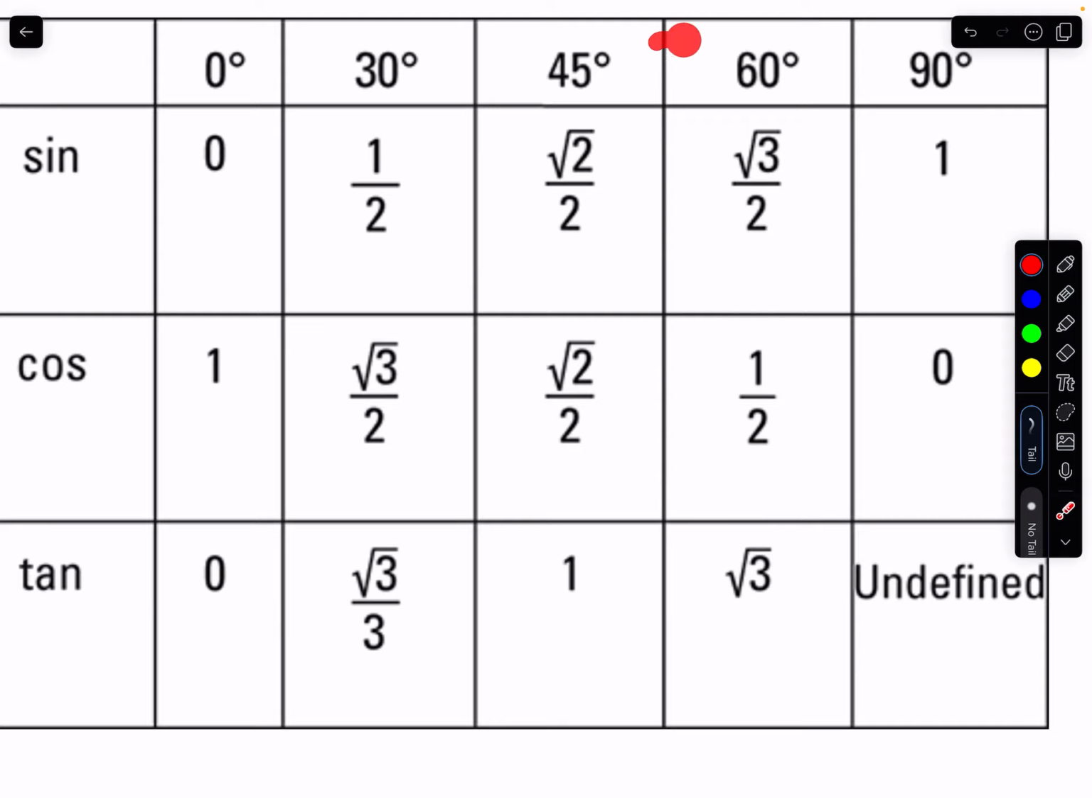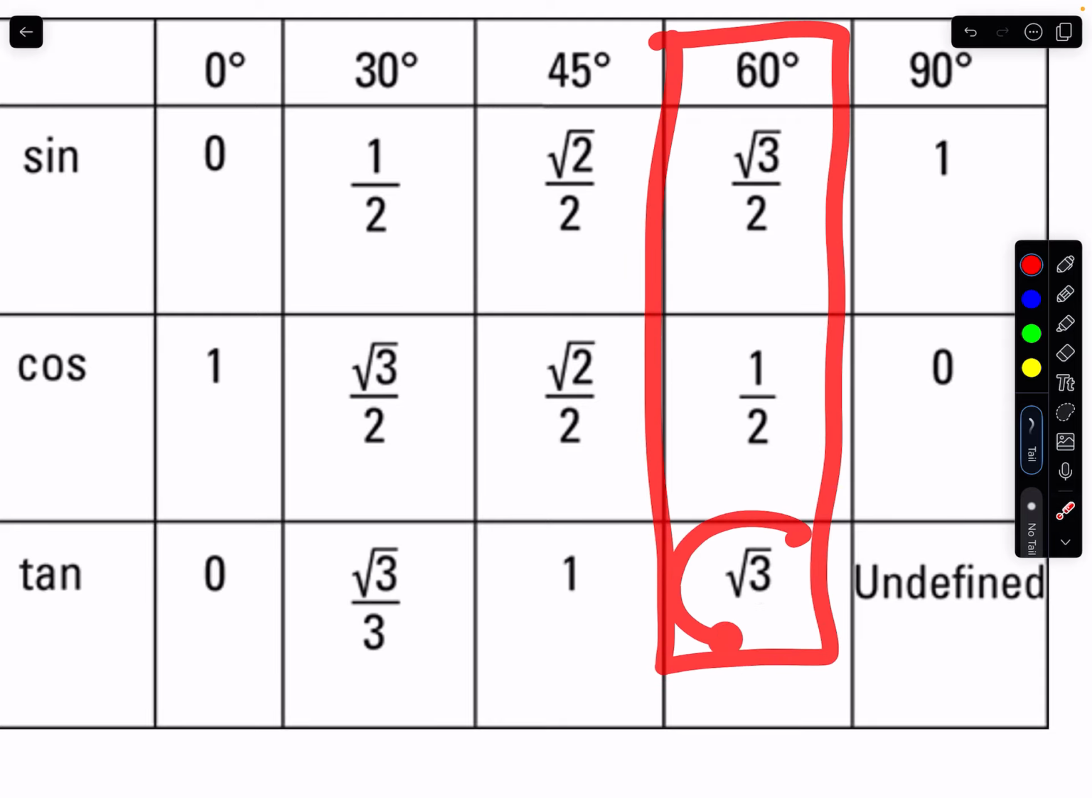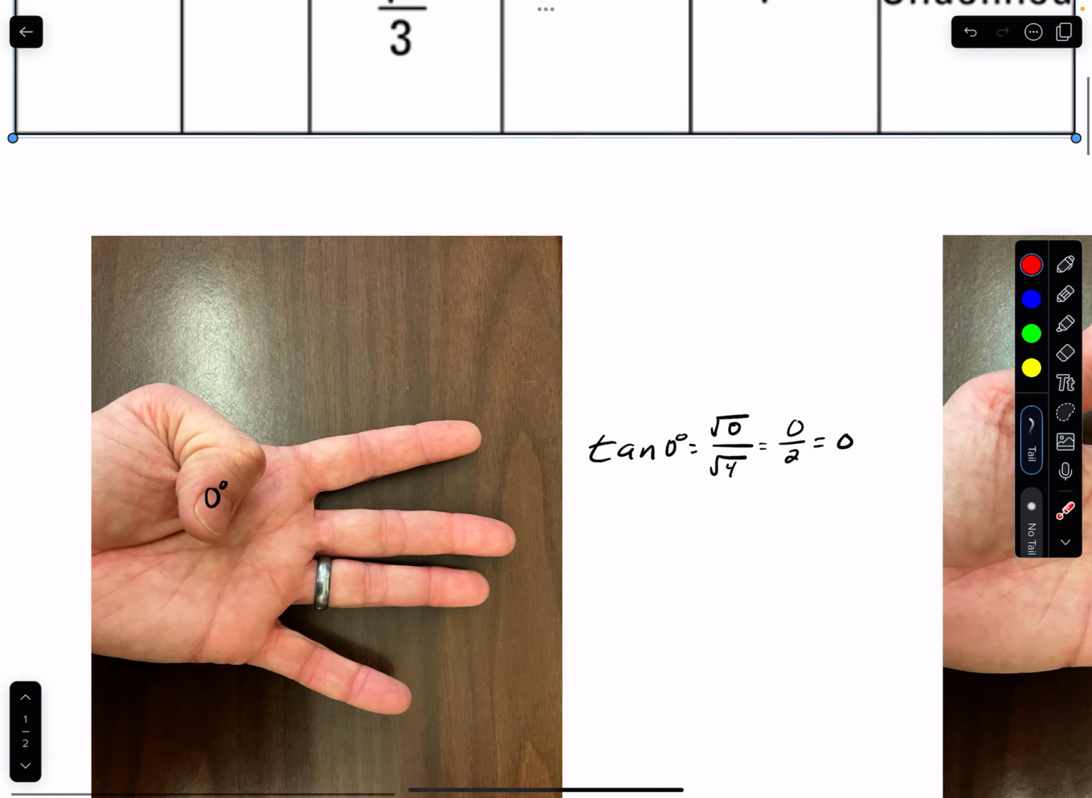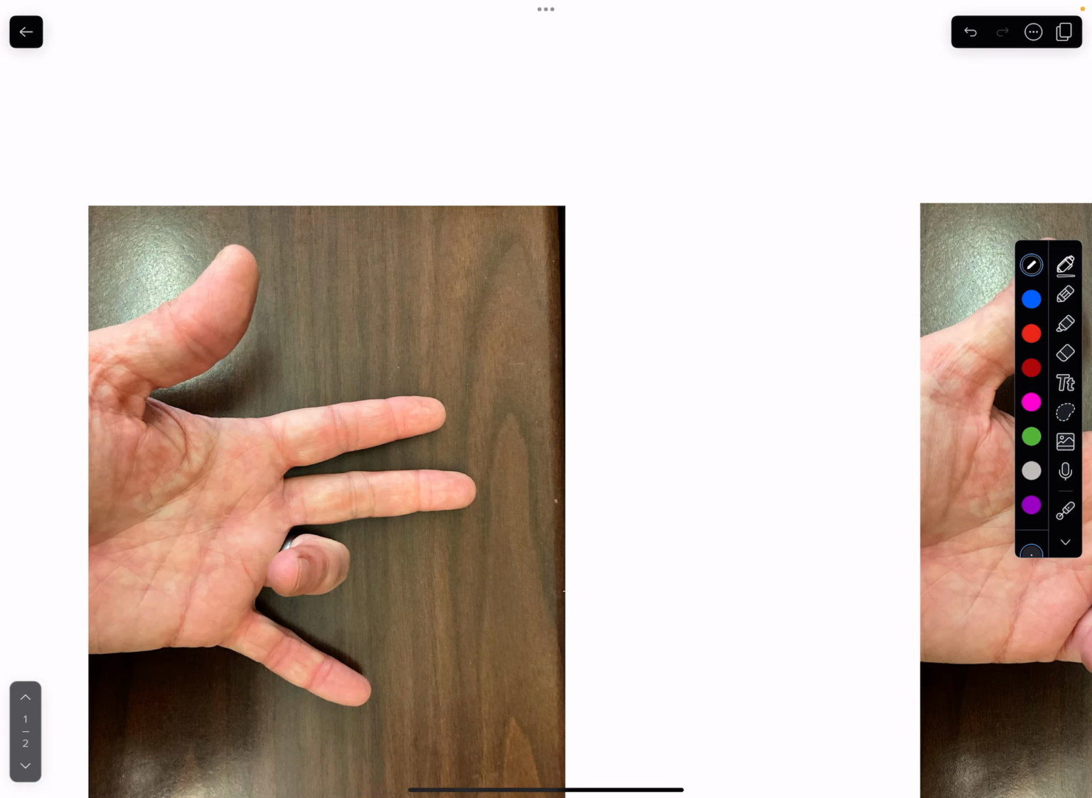Now, next we're up to 60 degrees. We're looking for radical 3 as our answer. So if we put our 60 degree finger down, the tangent of 60 degrees is equal to the square root over the square root. Now, how many digits do I have up? 1, 2, 3, and then 1 on the bottom here. So I've got radical 3 on the top, radical 1 on the bottom. The square root of 3 is just square root of 3, and the square root of 1 is 1, and then there we go. Look at what you got.